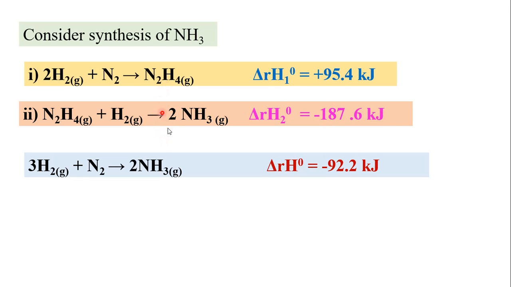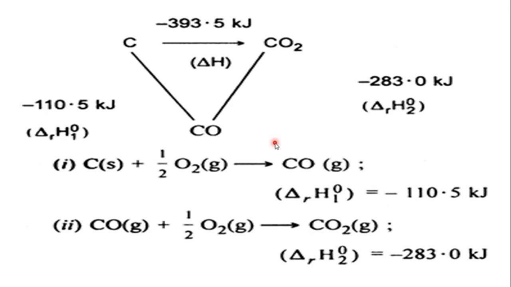Now if you add both these equations, then what happens? N2H4 is cancelled and you will get 3H2 plus this one H2 molecule. That means 3H2 gas plus 1 mole of N2 gas gives you 2 moles of ammonia gas. Like this, if you add both these, then you will get the same, that is minus 92.2 kilojoules. So overall enthalpy change during the conversion is same whether the reaction is carried out in one step or in a two step. And the most important application of this can be applied to this reaction also.